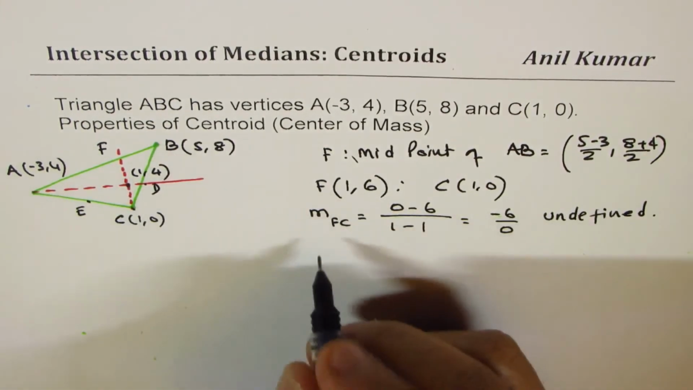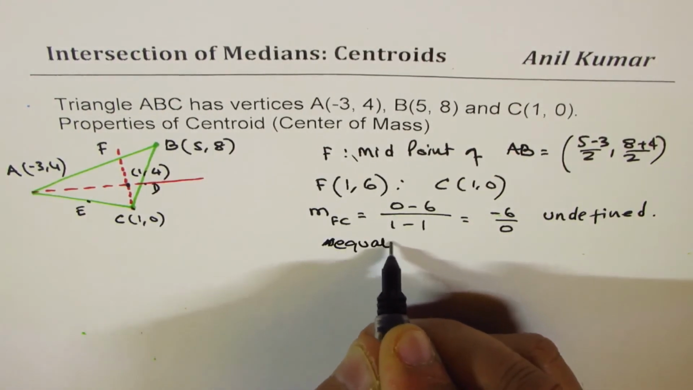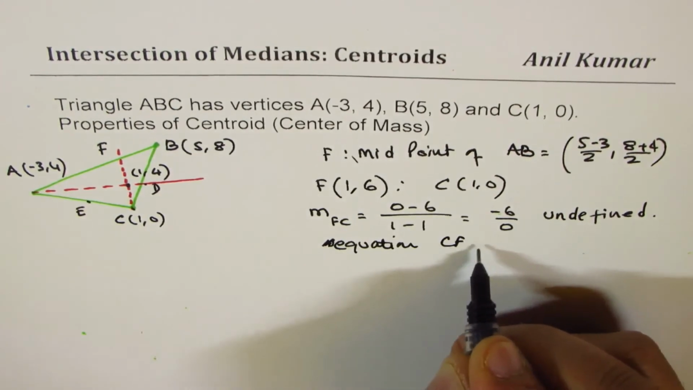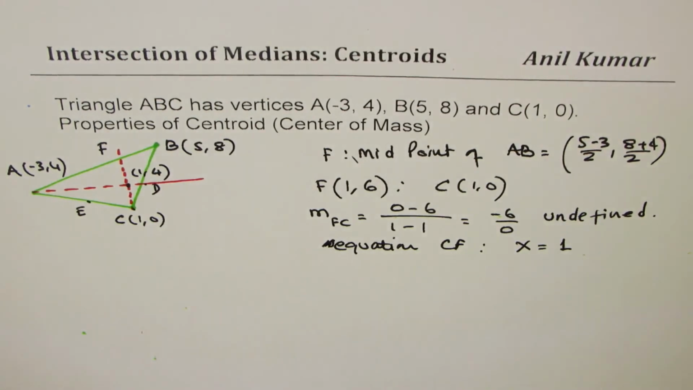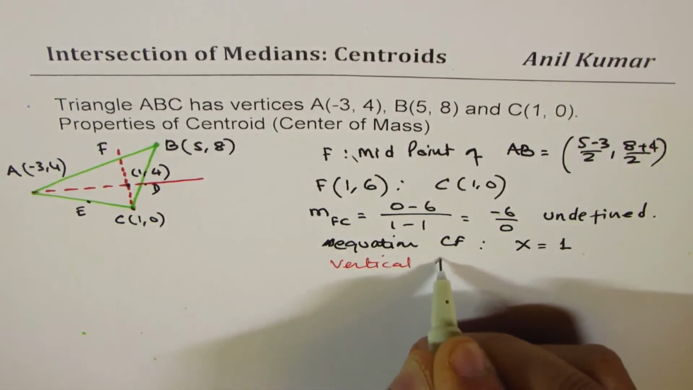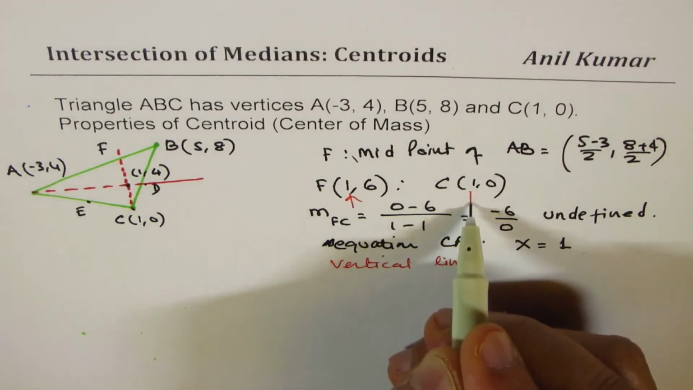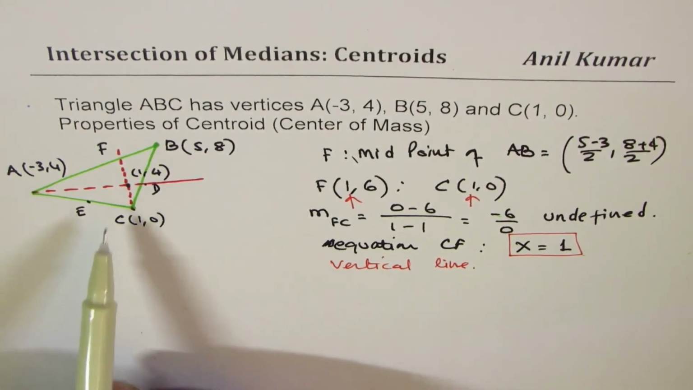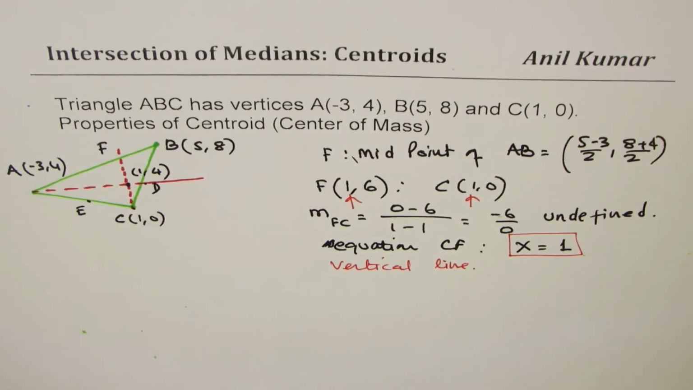That means the equation of the line, the equation of median CF, is x equals 1, a vertical line. Do you see that? Undefined means a vertical line. So the x values, as you can see, are the same. The equation is x equals 1. Now, x equals 1 will definitely go through (1, 4), correct?